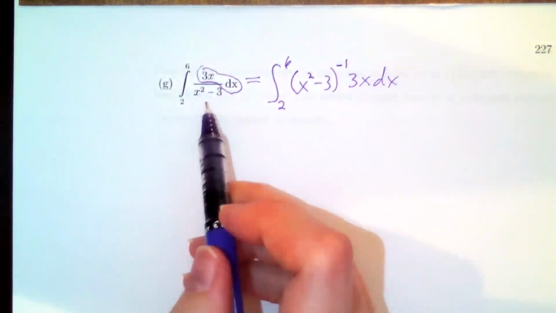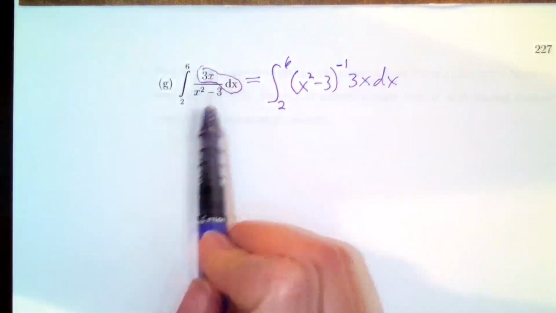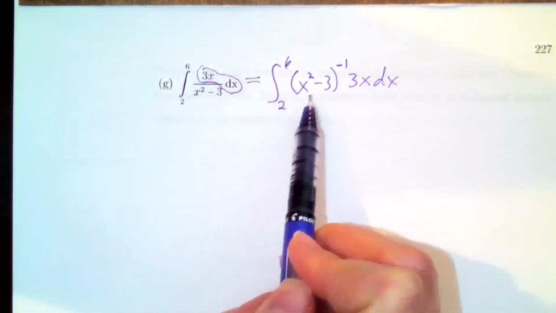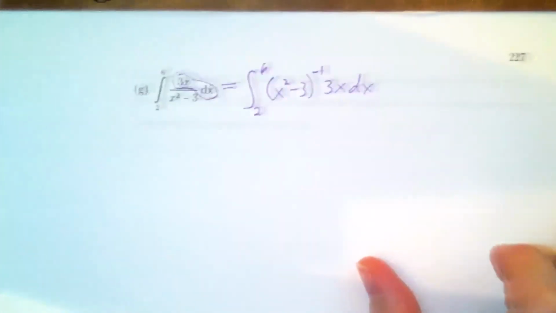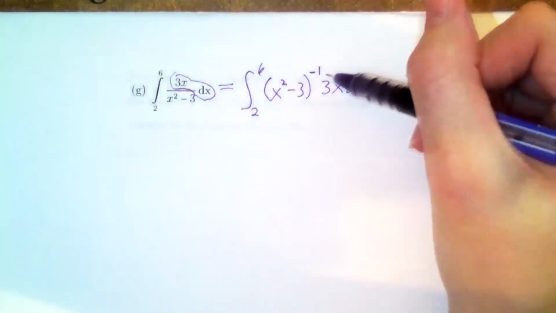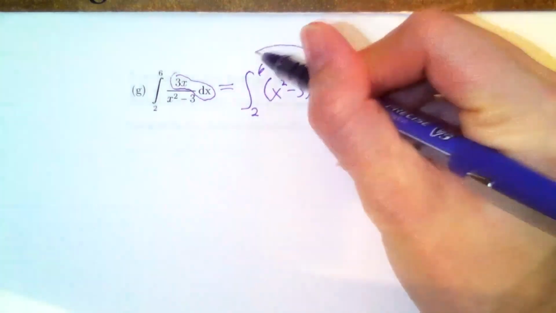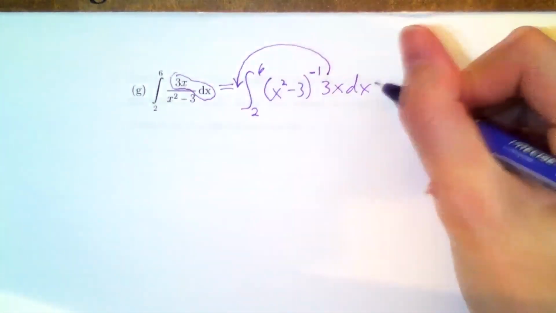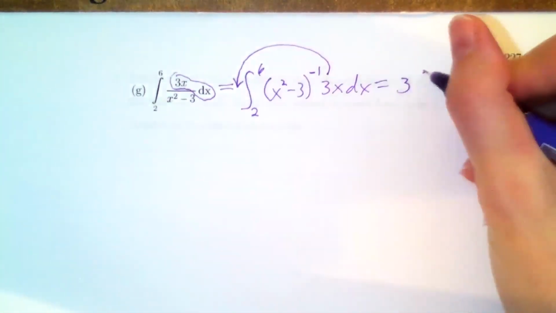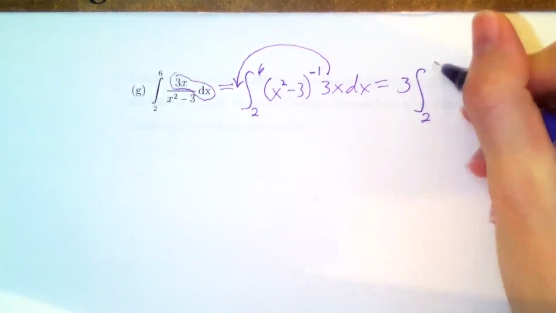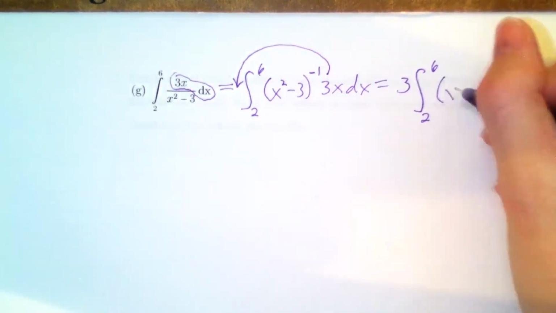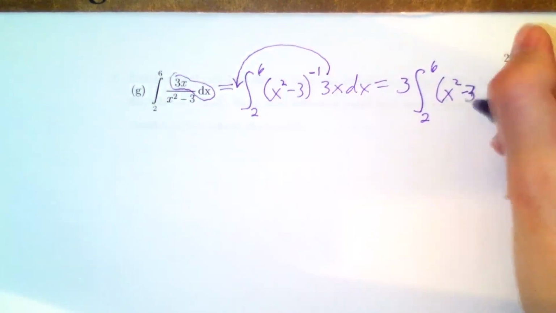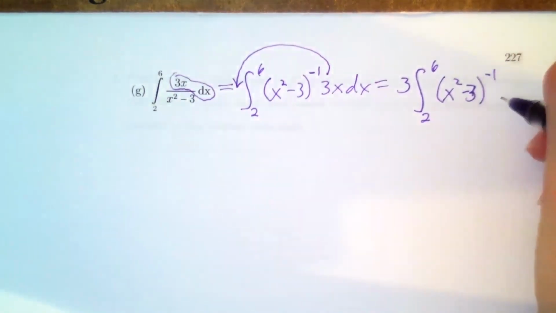Now I haven't integrated anything yet. All I'm doing is changing the structure of this function so that I can better identify how to deal with it. So the next thing I notice is I have a loose constant here that I can relocate. And I definitely want to do that to get it out of my way. This is 3 times the integral 2 to 6 x squared minus 3 to the negative 1 x dx.